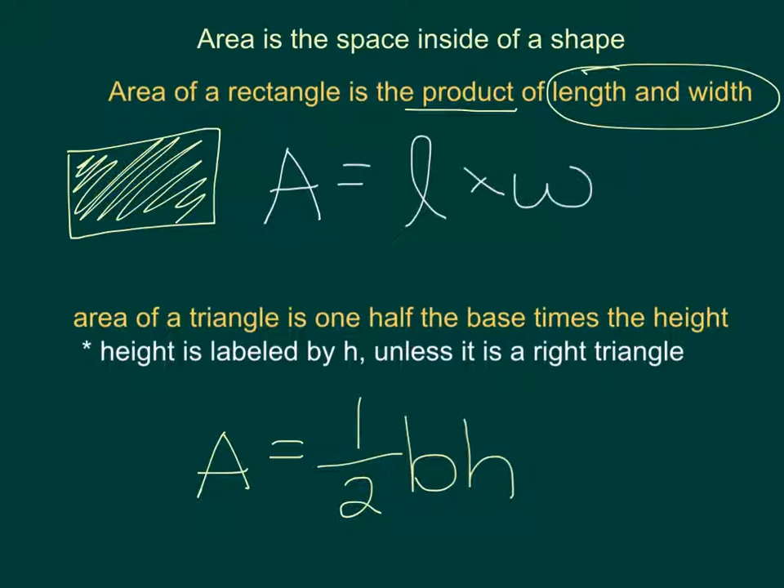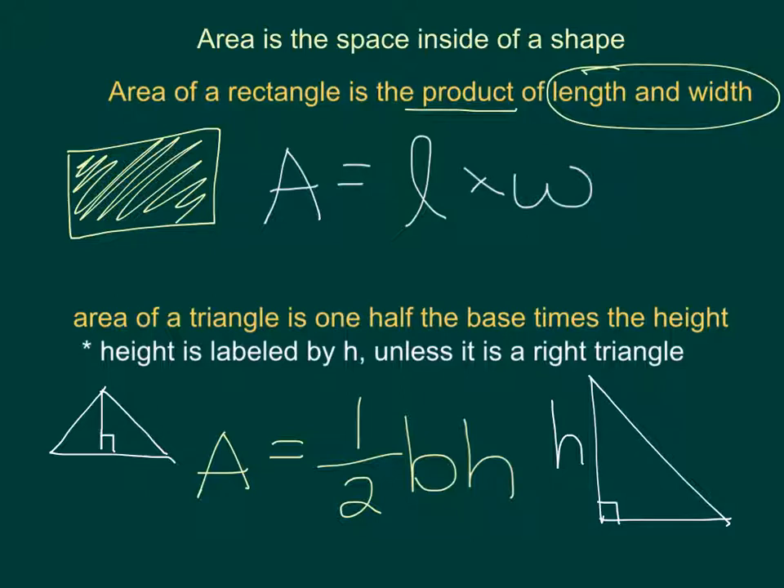The height is always labeled on a triangle unless it's a right triangle, and it's signified as a right triangle as a little box down in the corner. If it's a right triangle, then the height is actually the side, because the height of a triangle is how high it is from its base. So if it's not a right triangle, it will be labeled like this, and then it'll have a little H on that line. So it's 1/2 base times height.